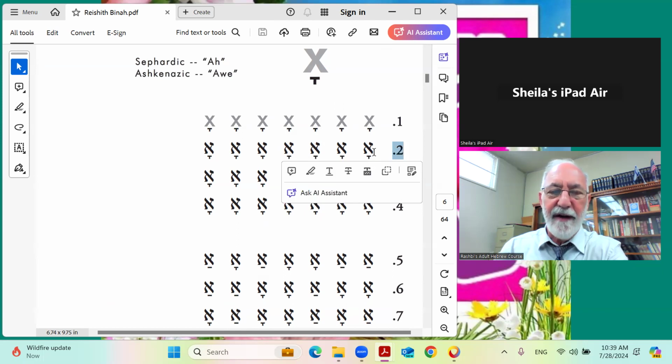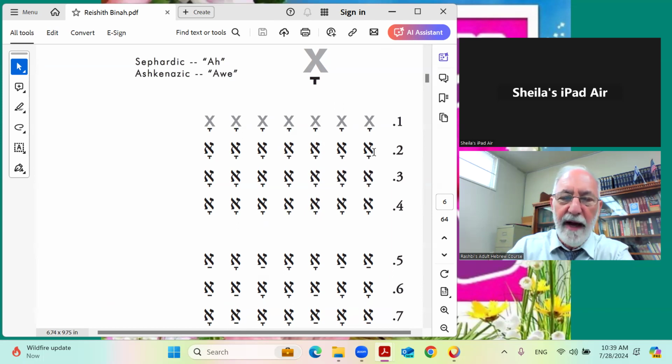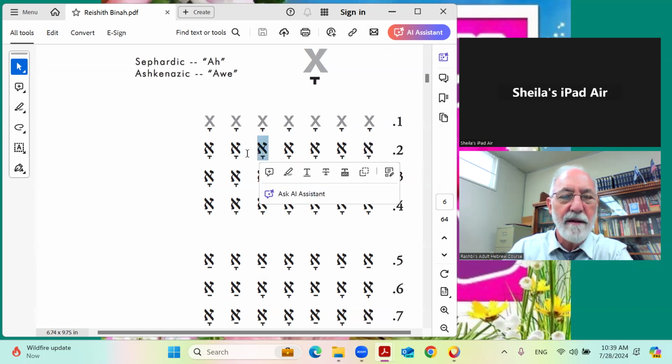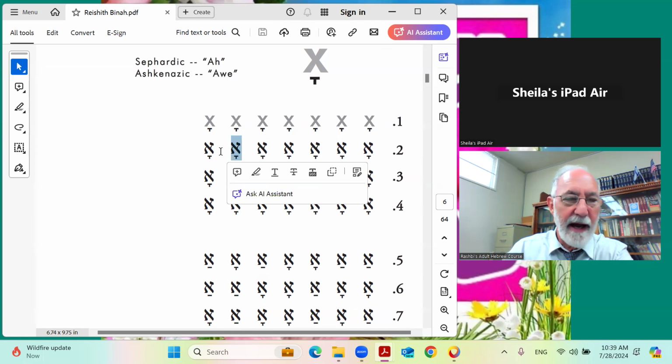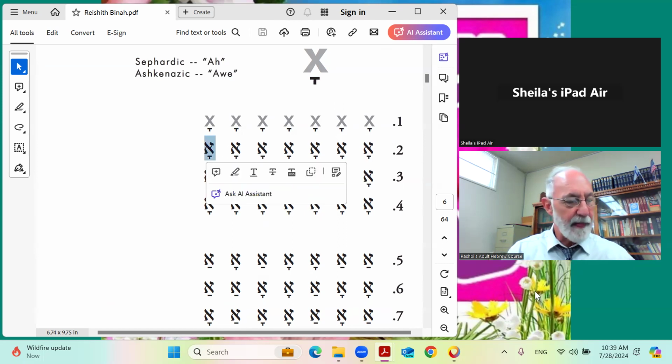We have that aleph, and again, it takes on the sound of the vowel, and that's ah, ah, ah, ah, ah, ah, and ah. Okay, let's do line 3.